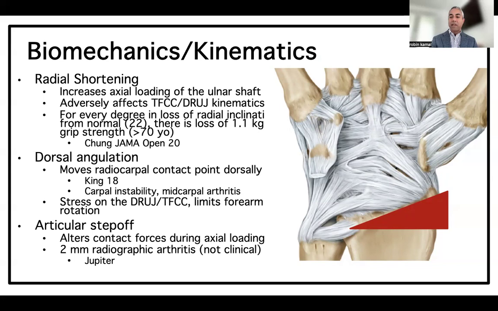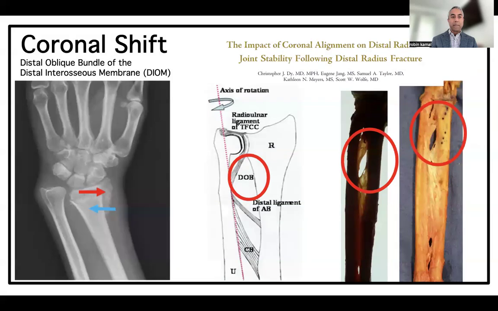You see the capsule attached to the radial column. And as you shorten the radial column and lose radial inclination, you tighten up that capsule and prevent ulnar deviation. We already discussed dorsal angulation and how shifting the contact forces can lead to arthritis of the wrist, and articular step-off, and specifically 2 millimeters of step-off, can lead to at least radiographic arthritis, but may not be clinically relevant.